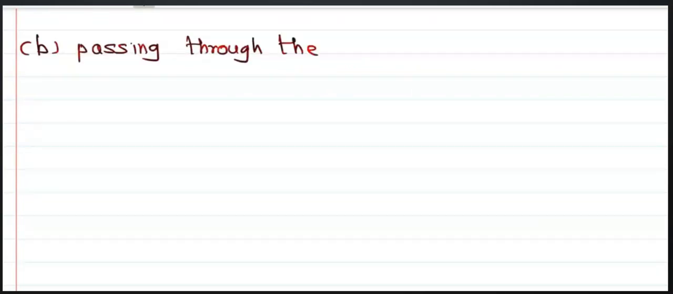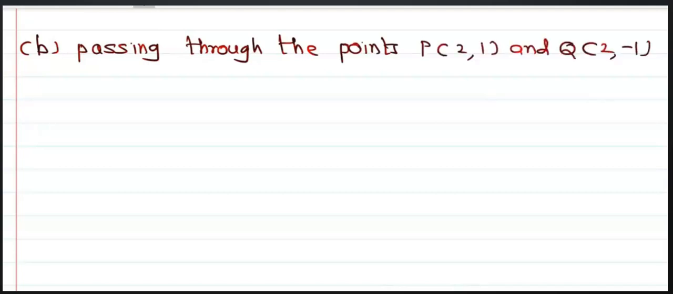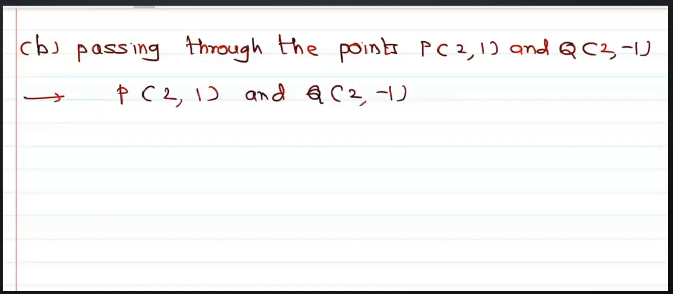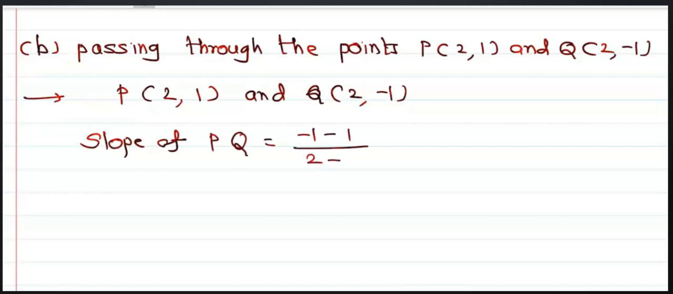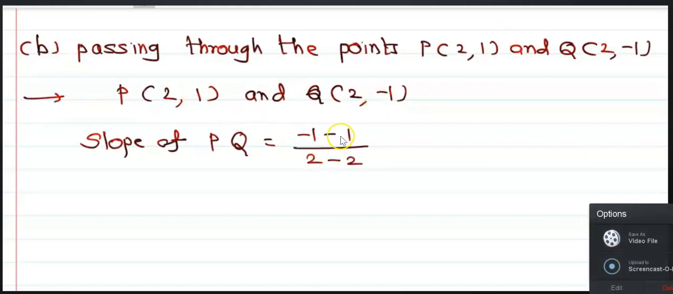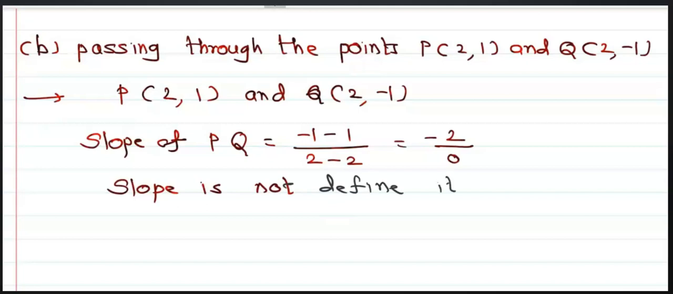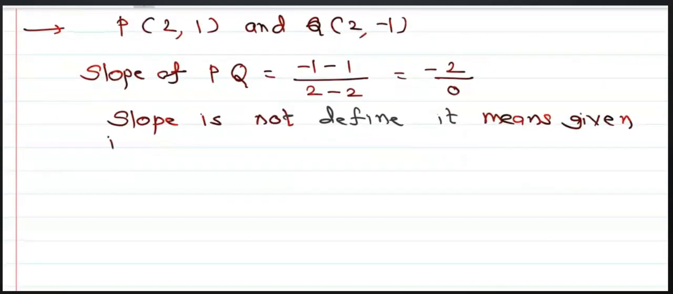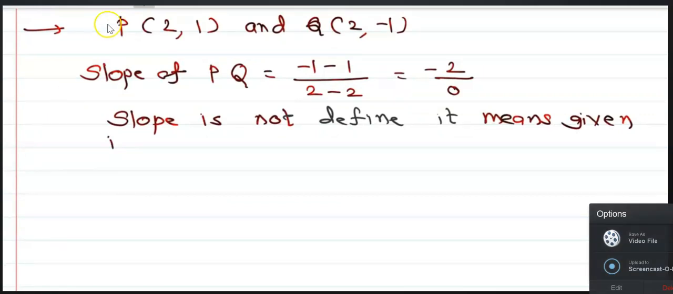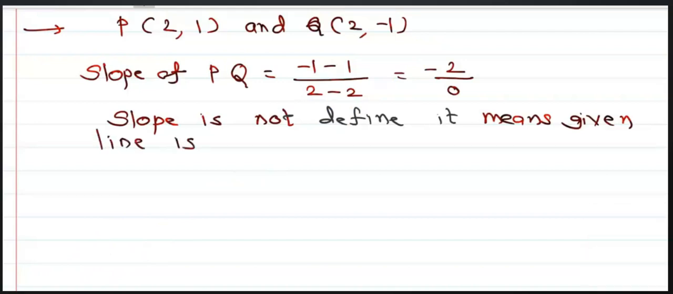Now the next is passing through the points P(2, 1) and Q(2, minus 1). Again, we have two points. Now the slope of PQ is equal to minus 1 minus 1 over 2 minus 2. Now 2 minus 2 is equal to 0, and that is minus 2 upon 0. The slope is not defined. That is why in this case the given line is parallel to the y-axis, and hence its equation is x is equal to a constant. The x coordinate is constant in P and Q, and the y changes. Therefore the given line is parallel to the y-axis, and that is why its equation is x is equal to 2.